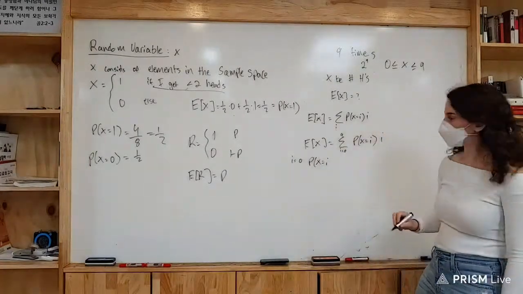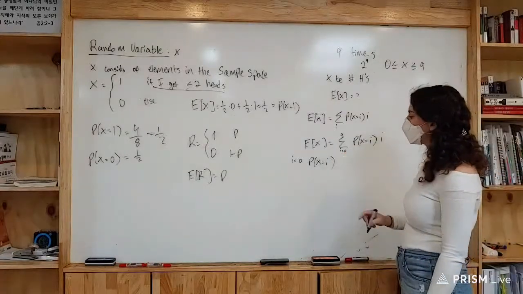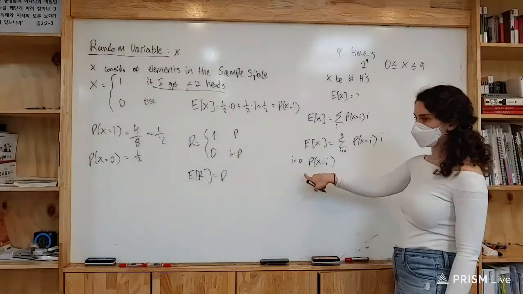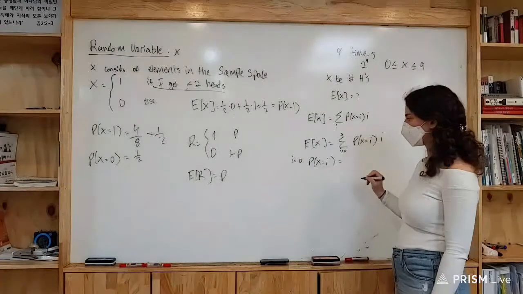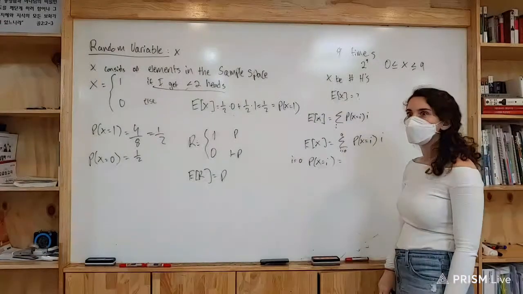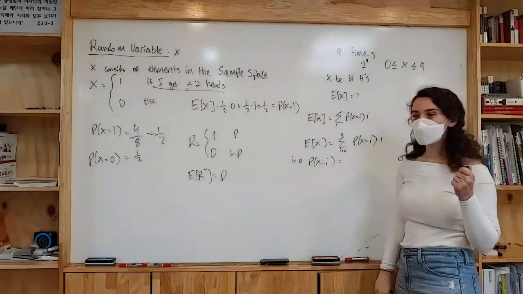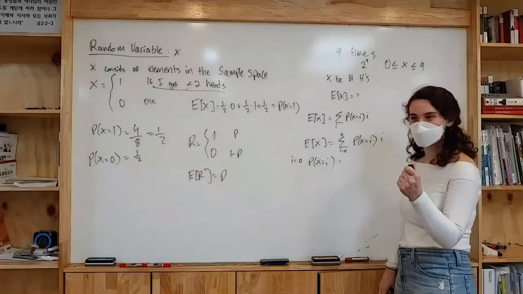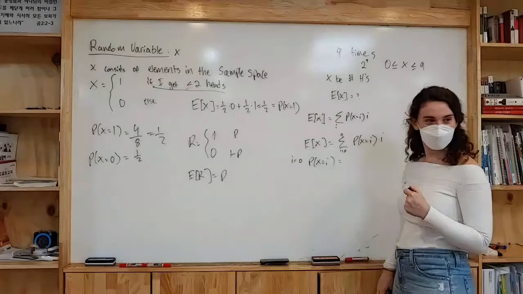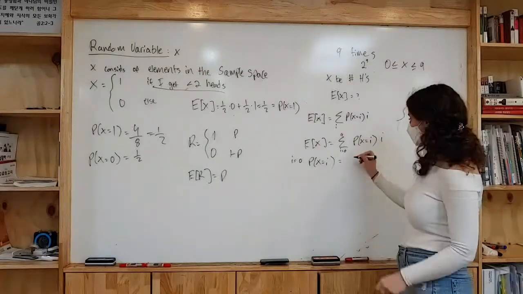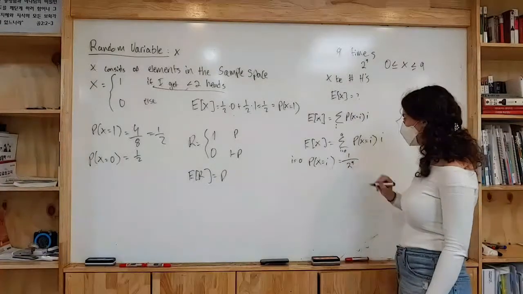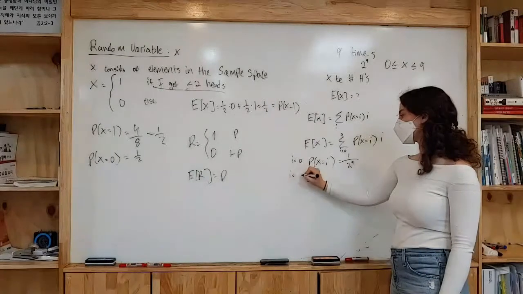I is the number of heads. How many heads? Number of heads is 0. 1. We always get no heads if we flip a coin 9 times. 1 divided by 2 to the 9. Yes. Alright, I equals 1.